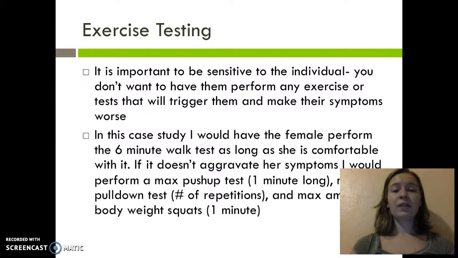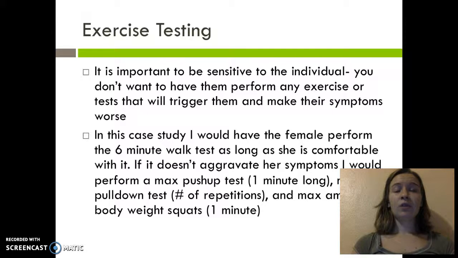So when proceeding with this client, first of all, I want to be very careful of what exercises I have her perform, because for most stress and anxiety clients, they are usually triggered. Their symptoms can become triggered through exercise. So I would start her off very slow.